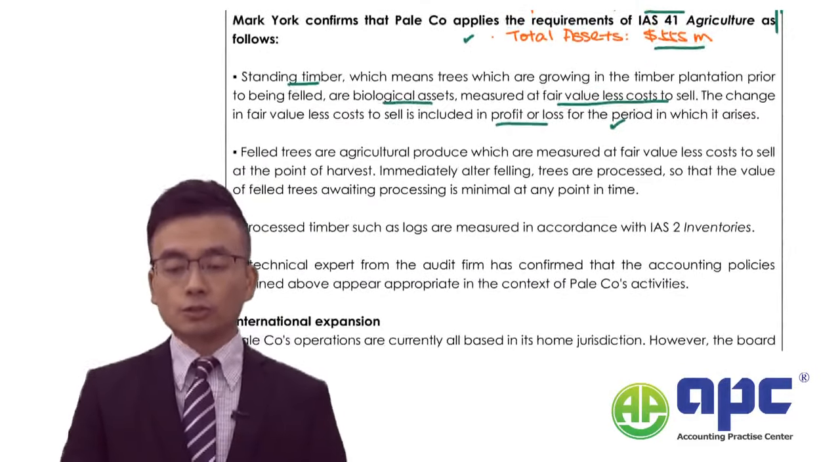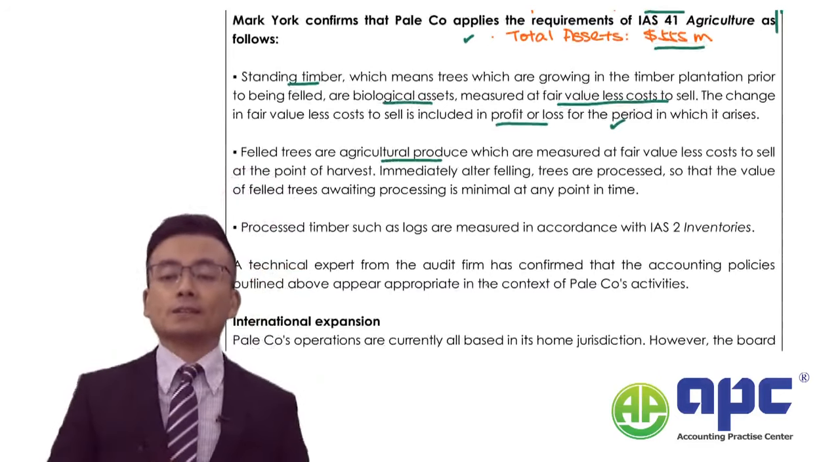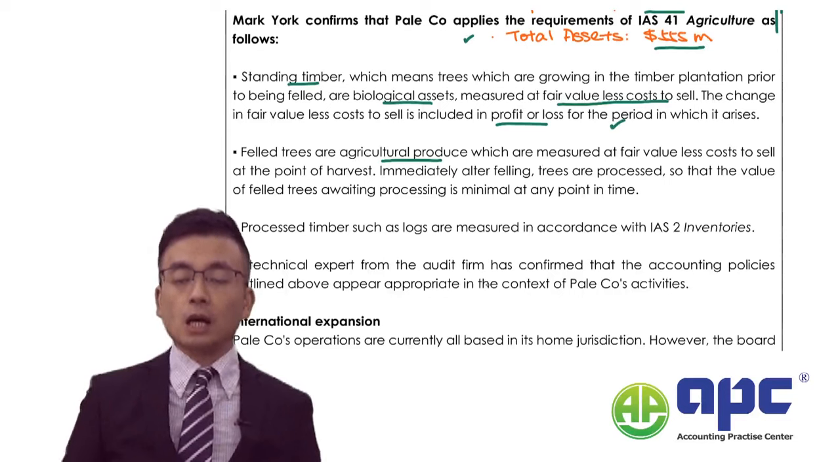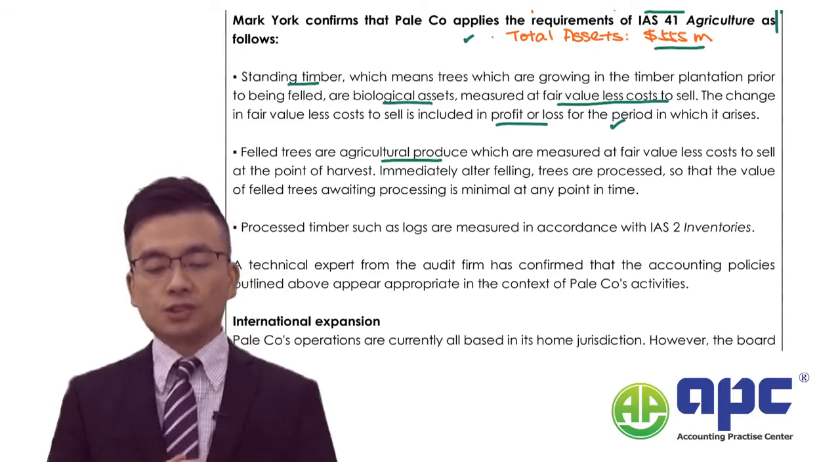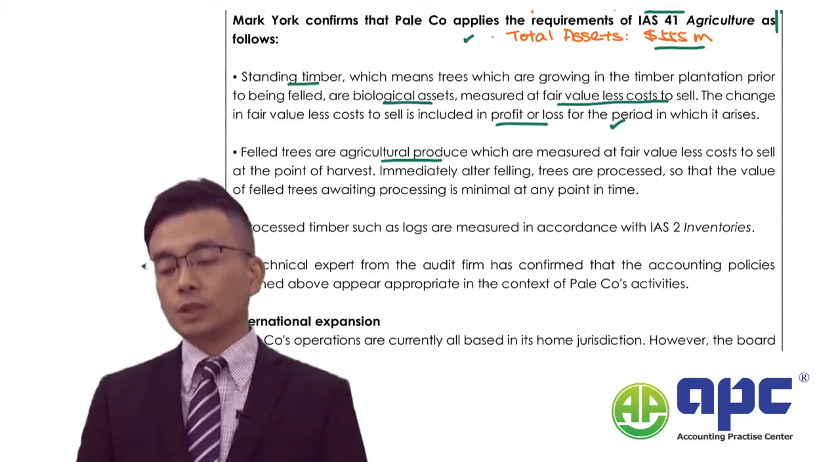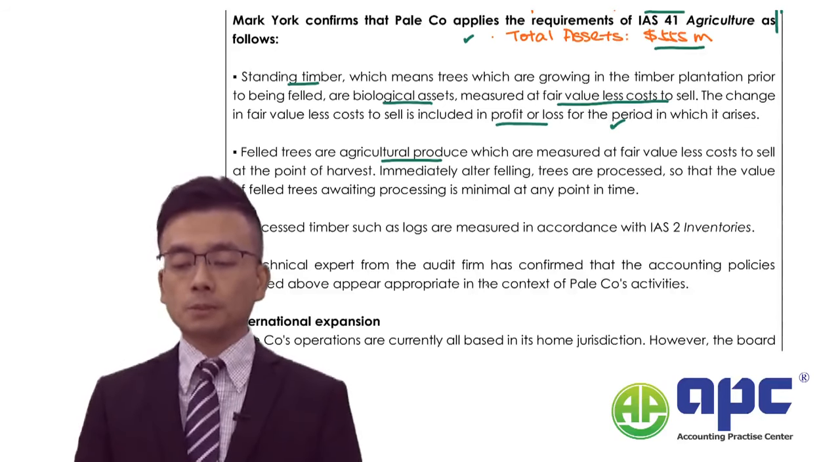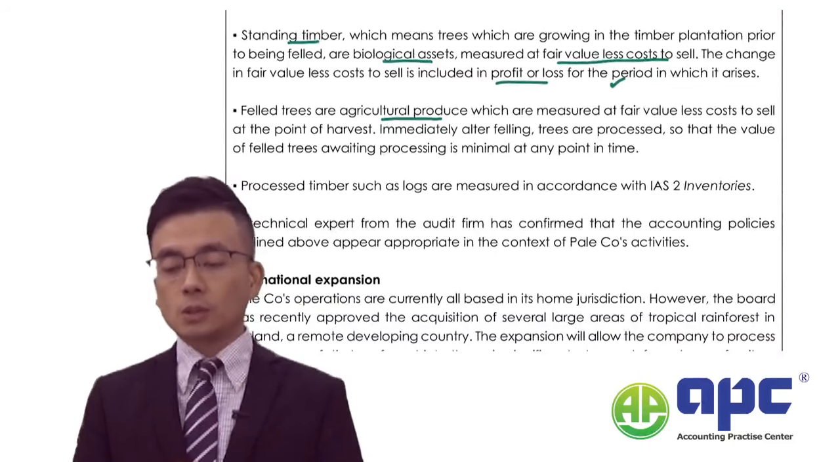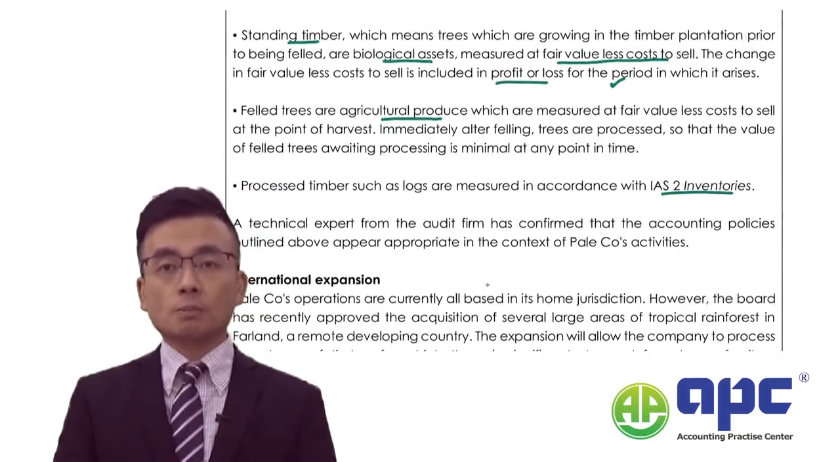Felled trees are agricultural produce, okay, yes, this is right, because felled trees are dead, and dead ones are recognized as agricultural produce, measured at fair value less cost to sell at the point of harvest. Immediately after felling, the trees are processed, so the value of felled trees awaiting processing is minimal at any point in time. Okay, now, processed timber such as logs is measured according to IAS number two, inventories, because after the agricultural produce, we need to measure inventories according to IAS number two, that's correct as well.